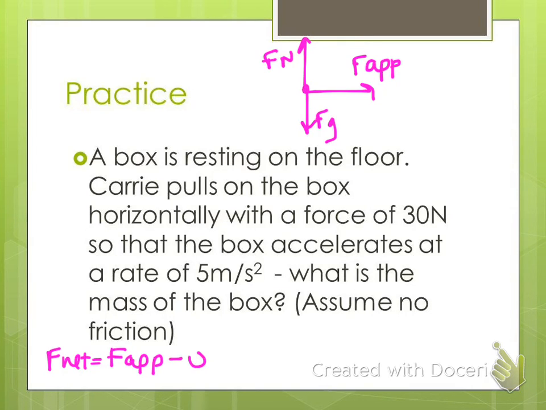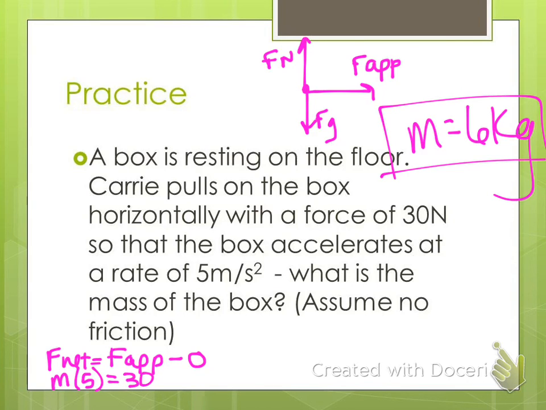You could put it as -0 or you can just leave it. Either way is completely fine. Putting that -0 just kind of tells you, okay, I checked and there's no leftward forces. So you can put it in there or you can leave it. It doesn't matter. But we're going to take mass times acceleration, which we know acceleration is 5, equals our 30 newtons, which means our mass is 6 kilograms. Very good.